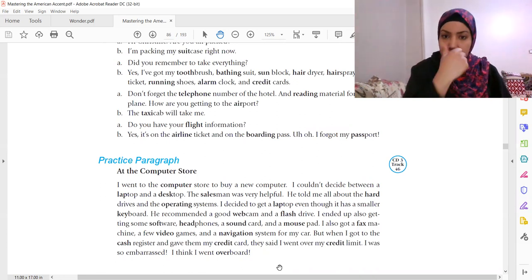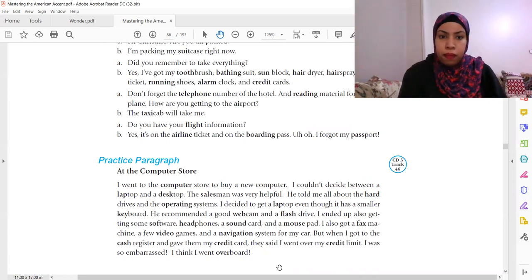I couldn't decide between a laptop and a desktop. The salesman was very helpful. He told me all about the hard drives and the operating systems. I decided to get a laptop, even though it has a smaller keyboard. He recommended a good webcam and a flash drive.